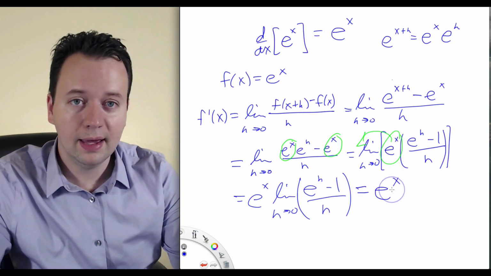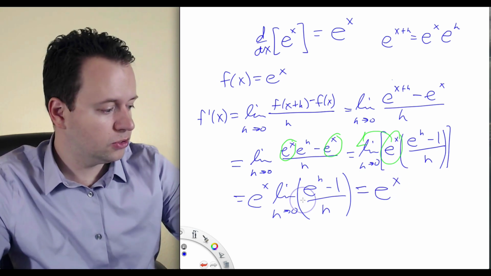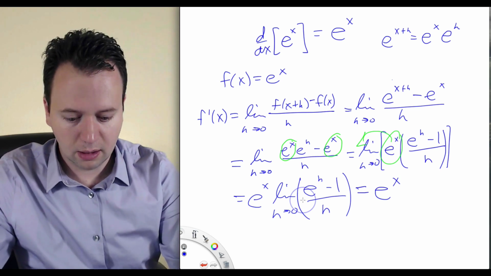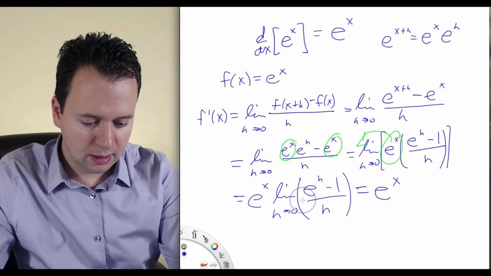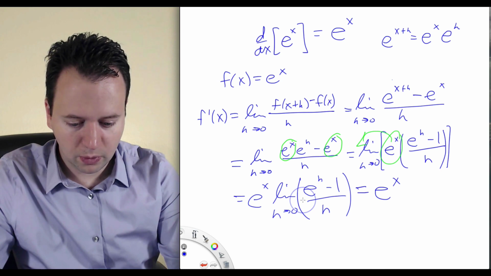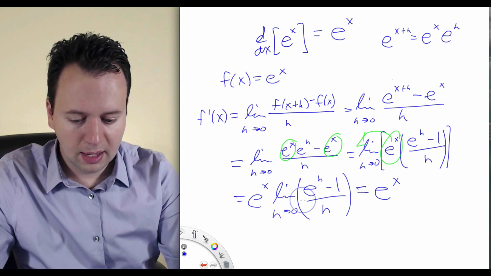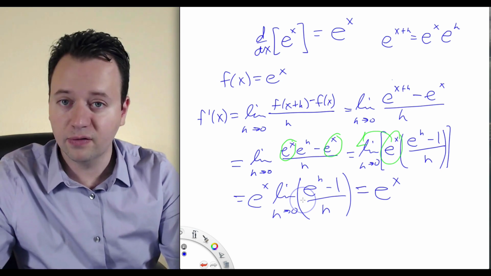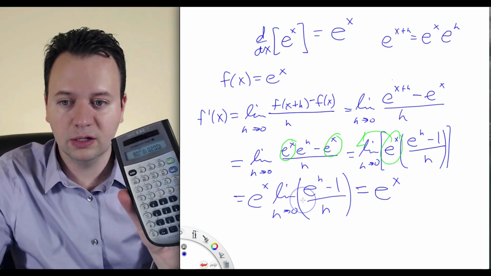And you can try this for a small value of h. So for example, 0.01. On my calculator, I do 0.01, take the exponential, subtract 1, and then divide it by 0.01. I get 1.005 and then some change. So 1.005.